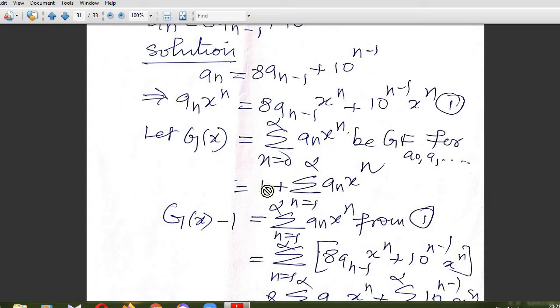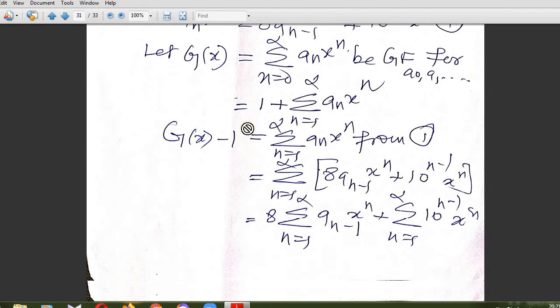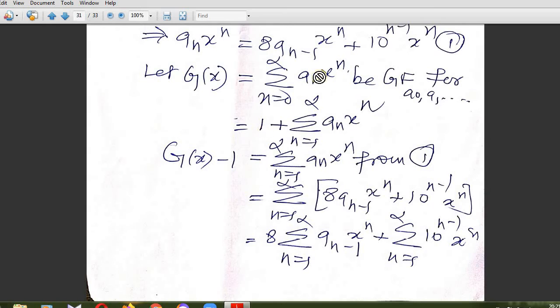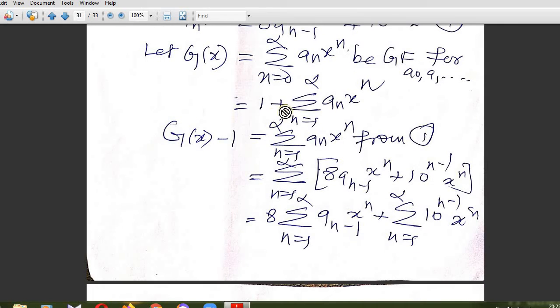You must understand that here the value of a0 is 1, although it is not given in the problem. Since x power 0 is 1, instead of a0 they are putting 1, which implies a0 must be equal to 1. It must be given in the problem, but it is not given, no problem at all. We substitute that here. So this summation splits into 2: for n equal to 0, the first term, and for n equal to 1 to infinity, we get a_n x power n.